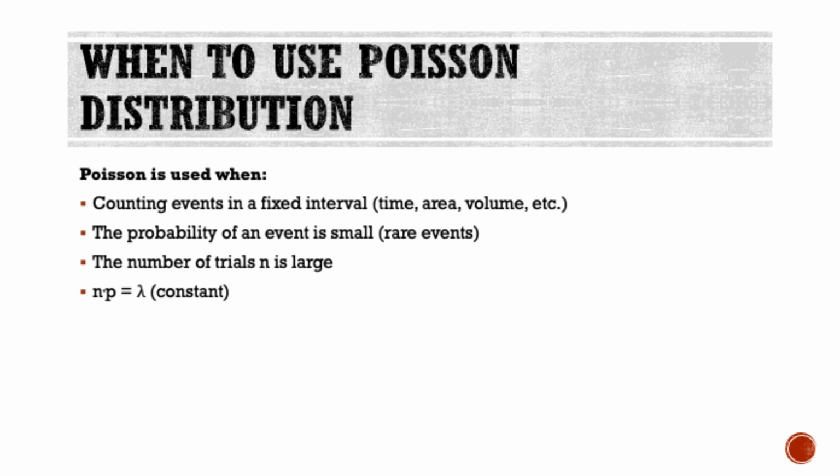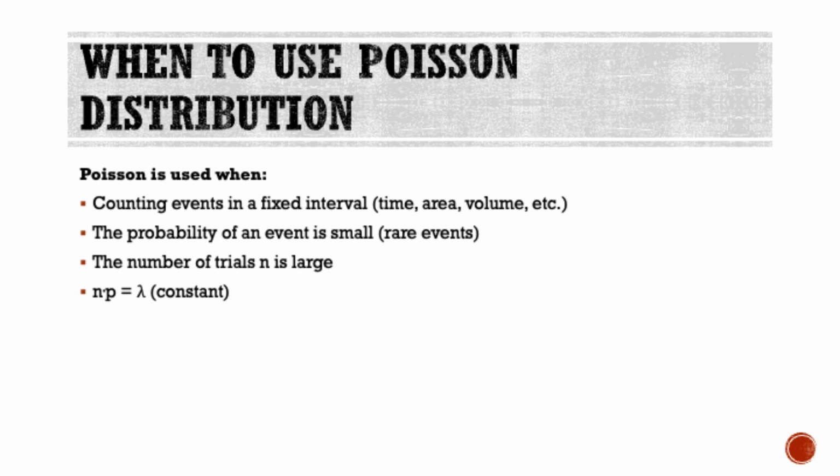Fourth, the product of n times p should equal lambda, which is a constant. This is the key condition that connects the Poisson distribution to the binomial distribution. Remember from our earlier discussion that the binomial distribution has mean n times p. When n is large and p is small, but n times p equals some constant lambda, the binomial distribution can be approximated by the Poisson distribution with parameter lambda. This is why the Poisson distribution is sometimes called the limiting case of the binomial distribution.